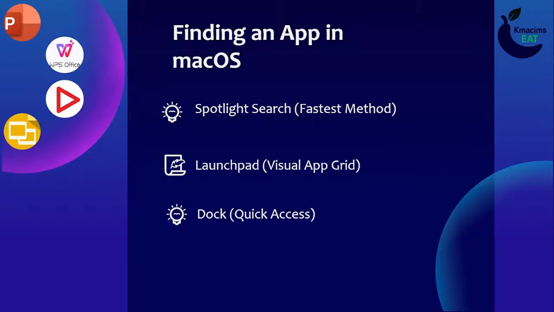So that's how you locate an app, a file, or whatever in Mac operating system. You can use the Spotlight search, the Launchpad, or the dock to access your files in Mac operating system.